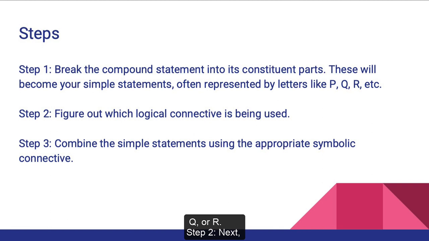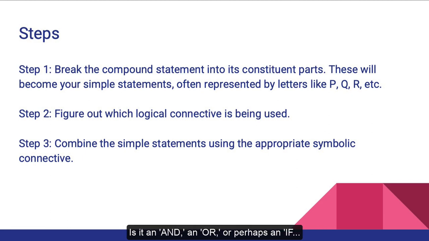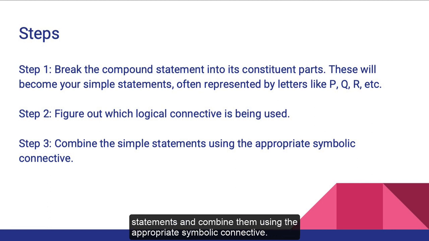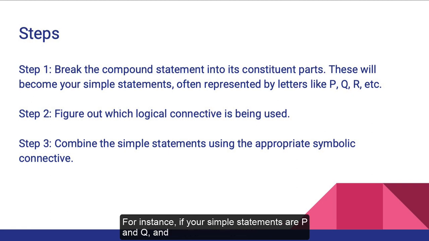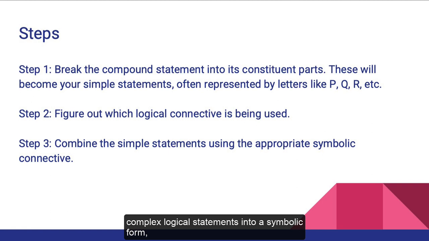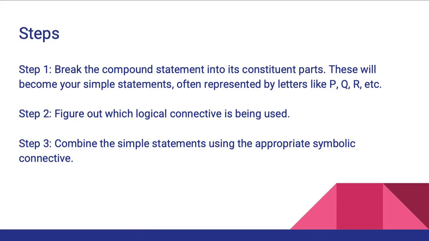Step 2. Next, identify the logical connective being used in the compound statement. Is it an "and," an "or," perhaps an "if, then"? Step 3. Finally, take these simple statements and combine them using the appropriate symbolic connective. For instance, if your simple statements are P and Q, and the connective is "and," you'd write this symbolically as P ∧ Q. By following these steps, you can efficiently convert complex logical statements into a symbolic form, facilitating easier analysis and understanding.